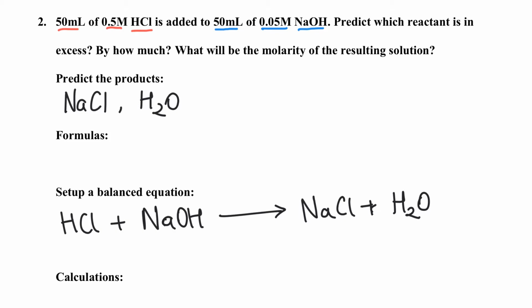So I predicted the products using the exact same technique I talked about in the first problem, so please refer to that if you need help. And then I set up a balanced equation since you already knew all the formulas. Sodium chloride is NaCl, H2O is water. So this happens to be a case where the equation is already balanced. On your test, you might encounter an equation that is not balanced.